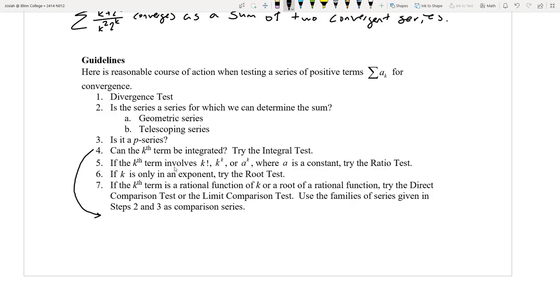If the kth term involves k factorial, k to the k, or a to the k, try the ratio test. If k is only in an exponent, try the root test. If the kth term is a rational function of k, so we have polynomials, or a root of a rational function, so polynomials with roots on them, do a comparison test, and we're going to compare to stuff from 2 and 3. Then I would say after that, if you have to, try the integral test. We know that's long and arduous. All right, so these are all of our tests for positive terms for our series. So next time we'll look at what happens if we start throwing negatives in there as well.